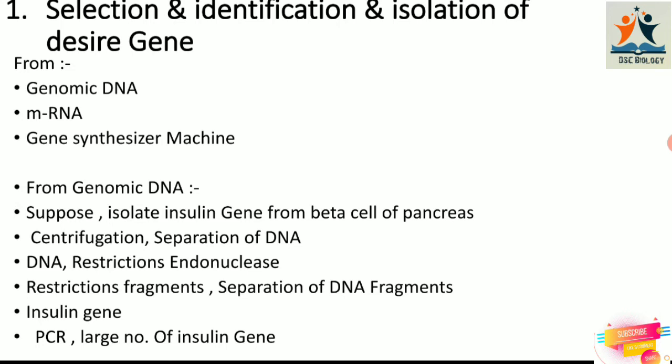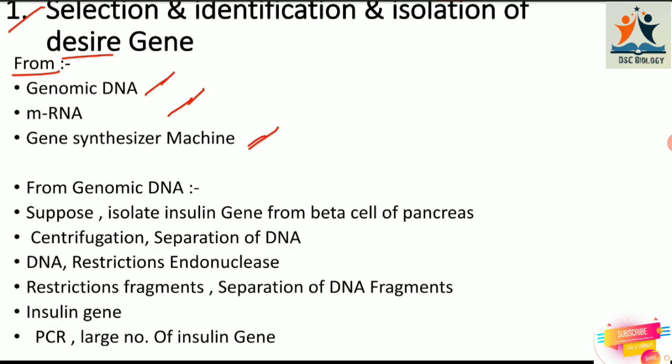Number one is the selection and identification of the desired gene. Suppose our desired gene is the insulin gene. So how can we isolate that gene? We can isolate the gene from three different sources: number one, from genomic DNA; number two, from mRNA; or number three, from a gene synthesizer machine.